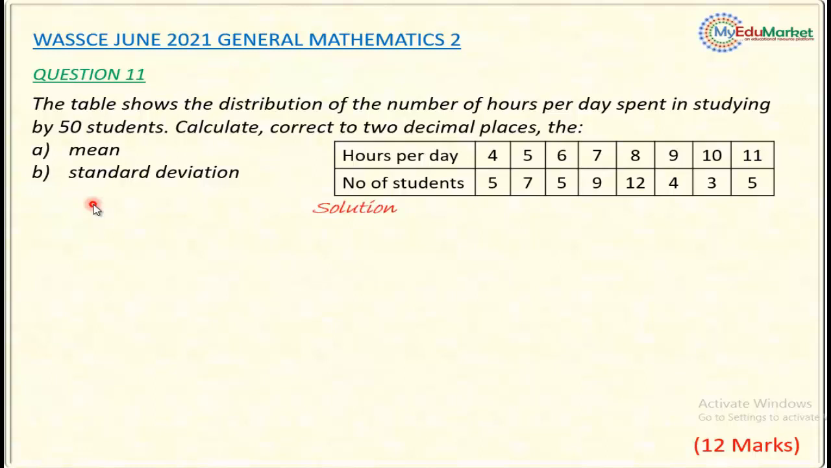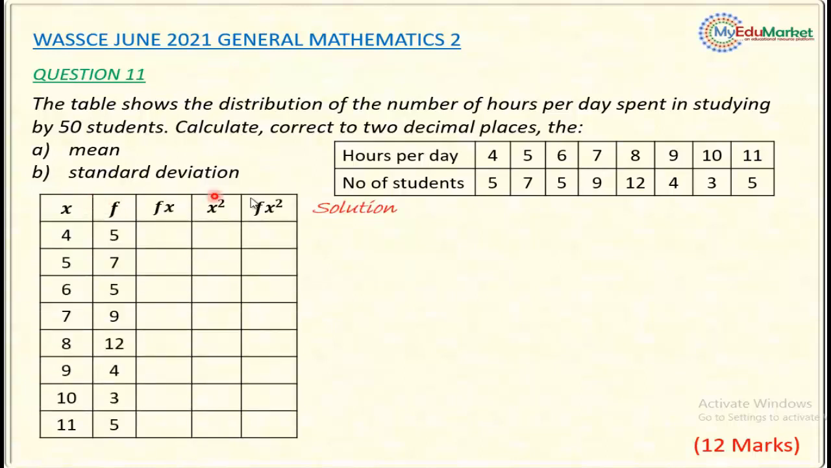Solution to this: we copy this table again, but now in a vertical format. The number of hours is represented by X. So I have 4 hours, 5 hours, 6 hours, up to 11 hours. Some students do study up to 11 hours. Then the frequency, that is F, is the number of students that study in those hours, 5, 7, 5, 9. I changed this from horizontal to vertical format so that I can move ahead and start getting my mean.